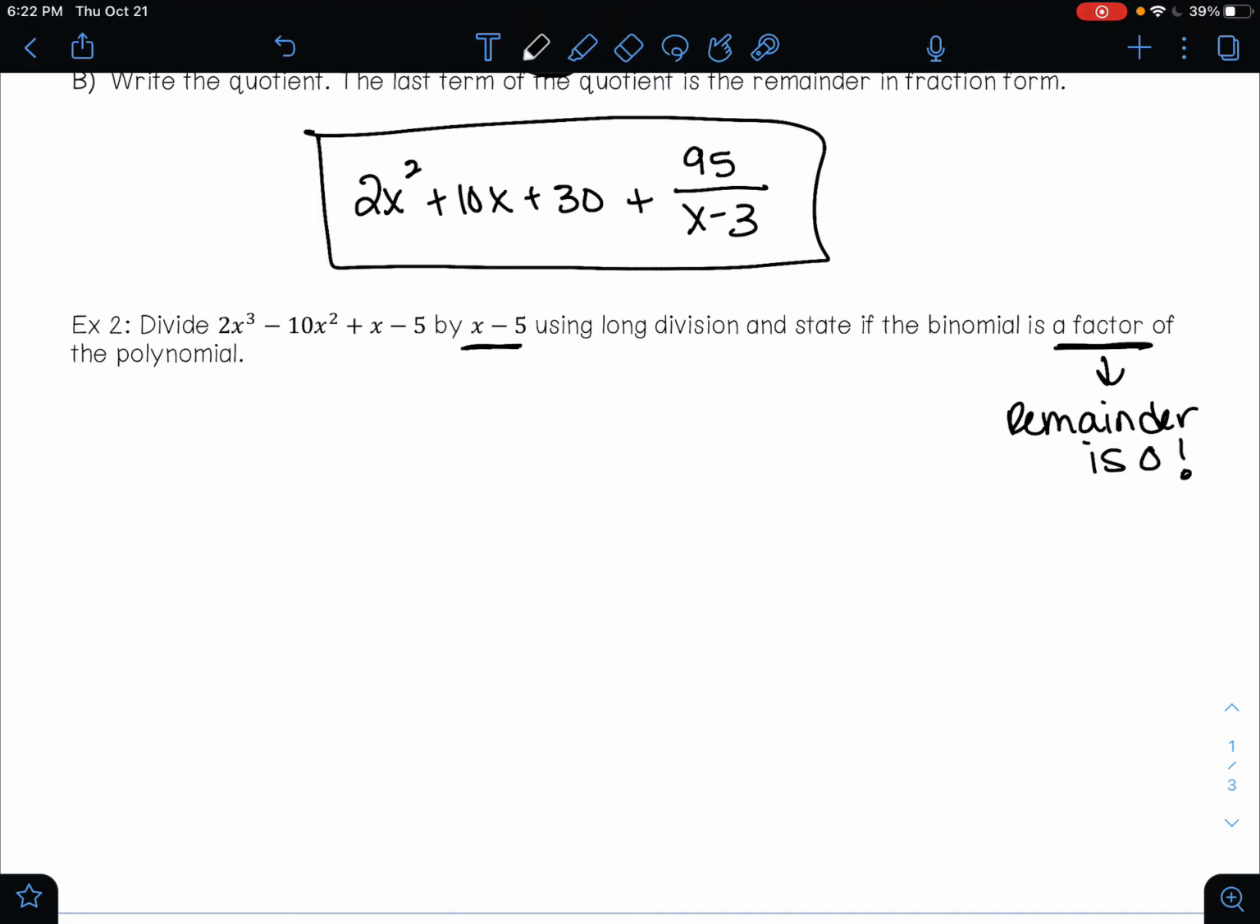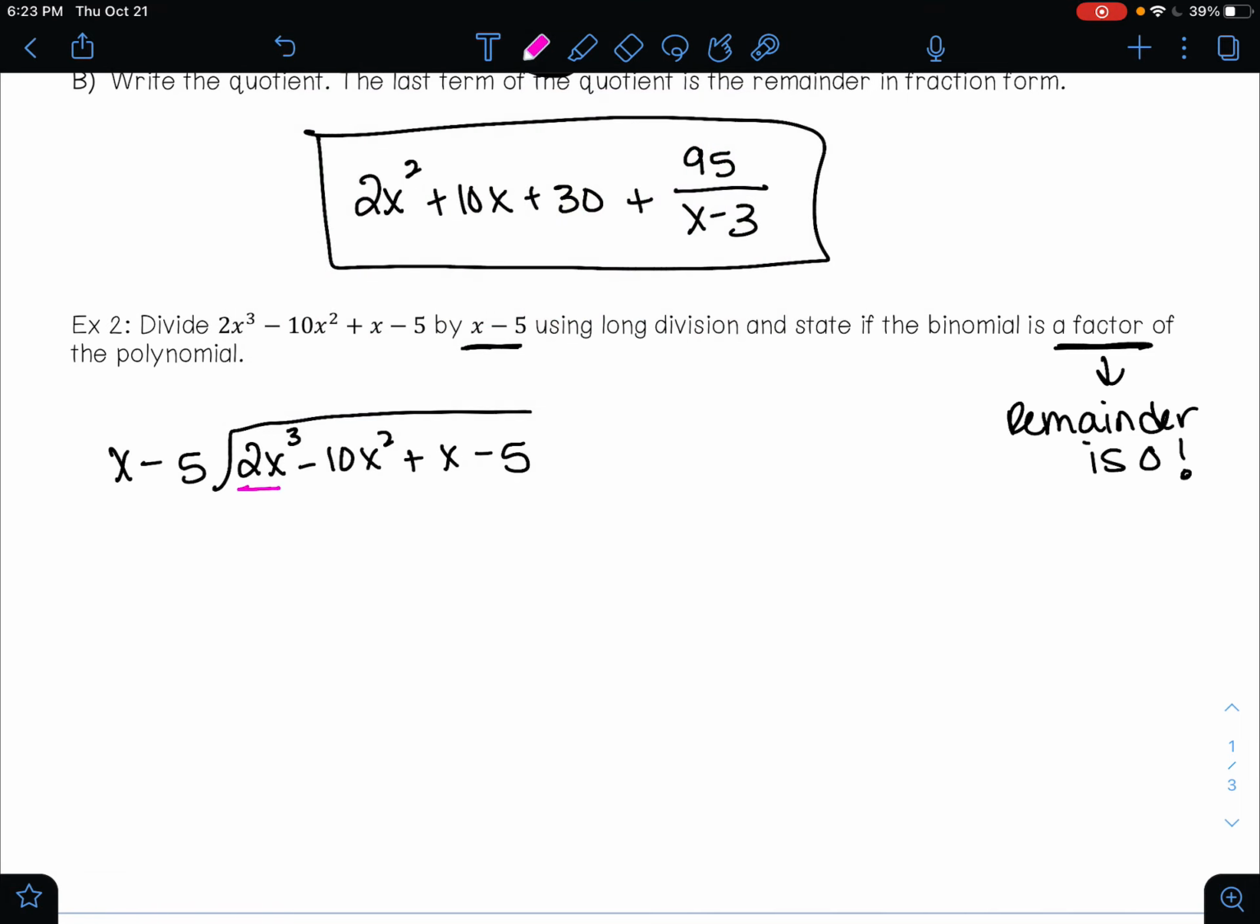So let's see. Inside, I'm going to have 2x cubed minus 10x squared plus x minus 5. In this polynomial, I'm not missing any terms. My exponents go 3, 2, 1, and 0. So I'm not missing anything, so I do not have to have 0 as a placeholder here. I am dividing by x minus 5.